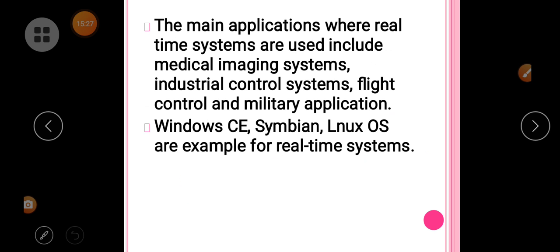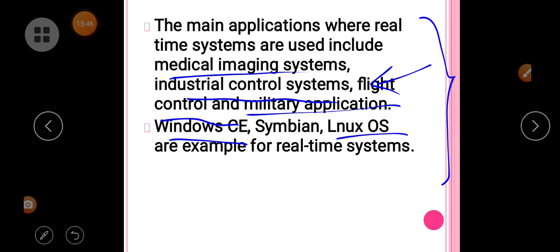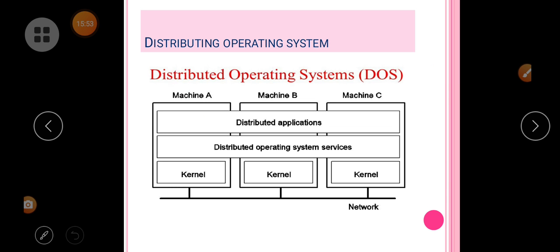Its applications are used in military applications, Linux operating systems, Windows CE, and flight control. They run all the industrial control systems and medical imaging systems. So all these applications include real-time operating system techniques. Next is the distributed operating system.